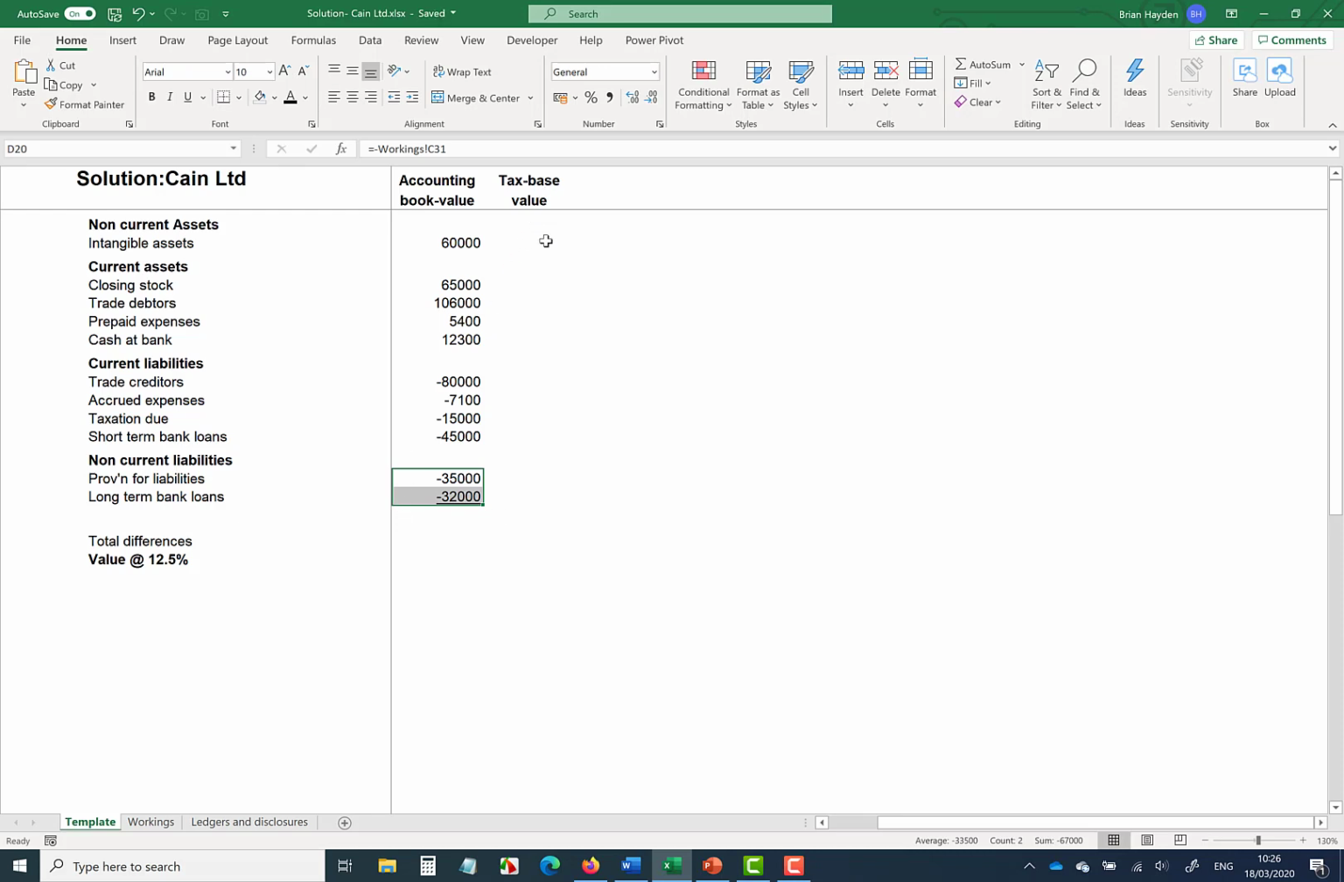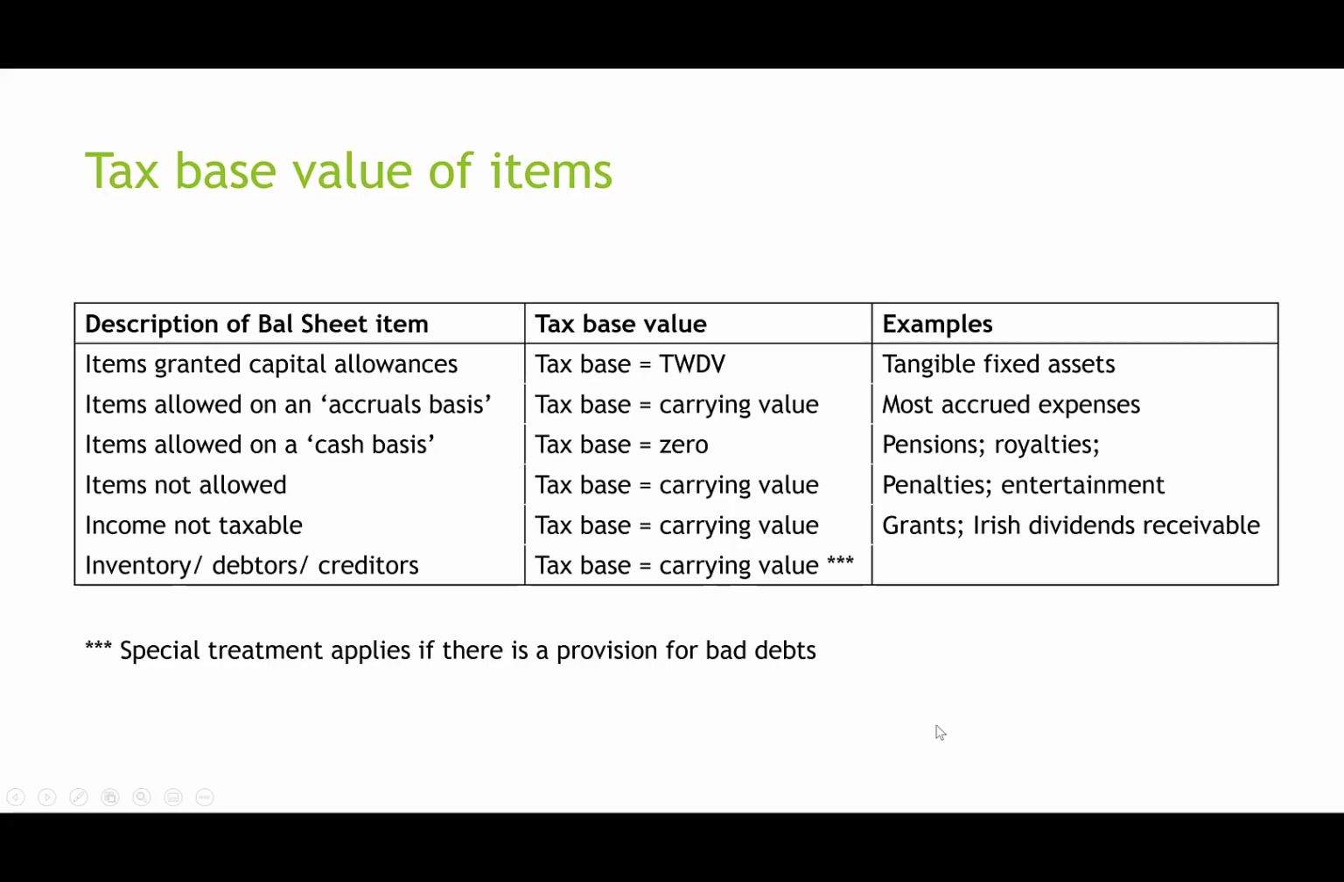The tax base value then is a little bit more challenging, but once you establish the principles, calculating the tax base is not too difficult. It's just, as I said at the start, getting familiar with the principles of what tax base means in the context of the different assets and liabilities. So this slide just sets out the basis by which the tax base value of items is determined. It's one that I demonstrated in a previous video.